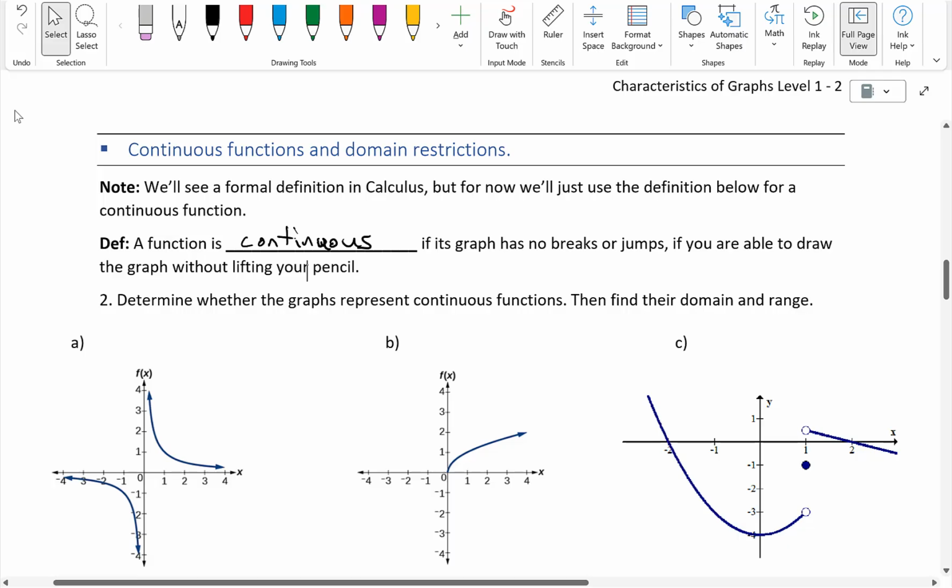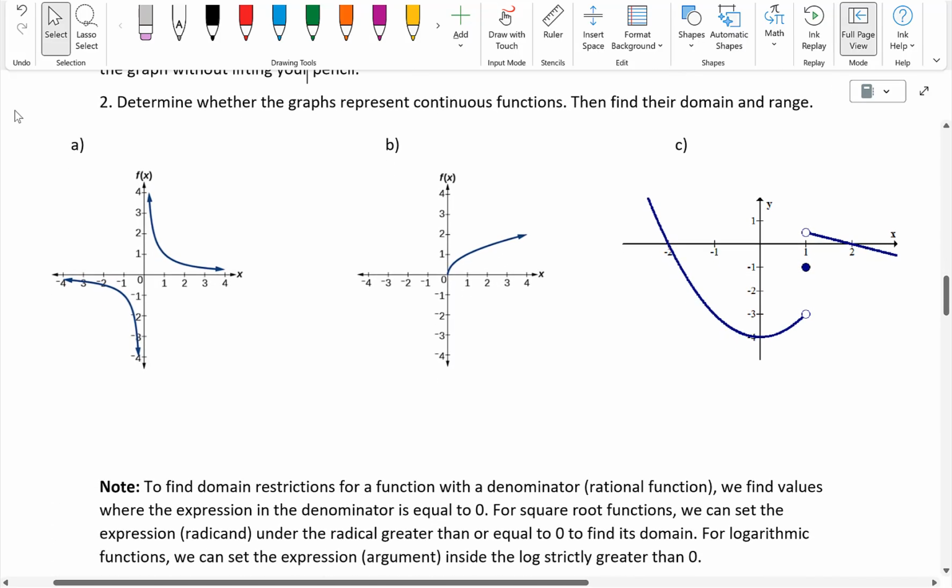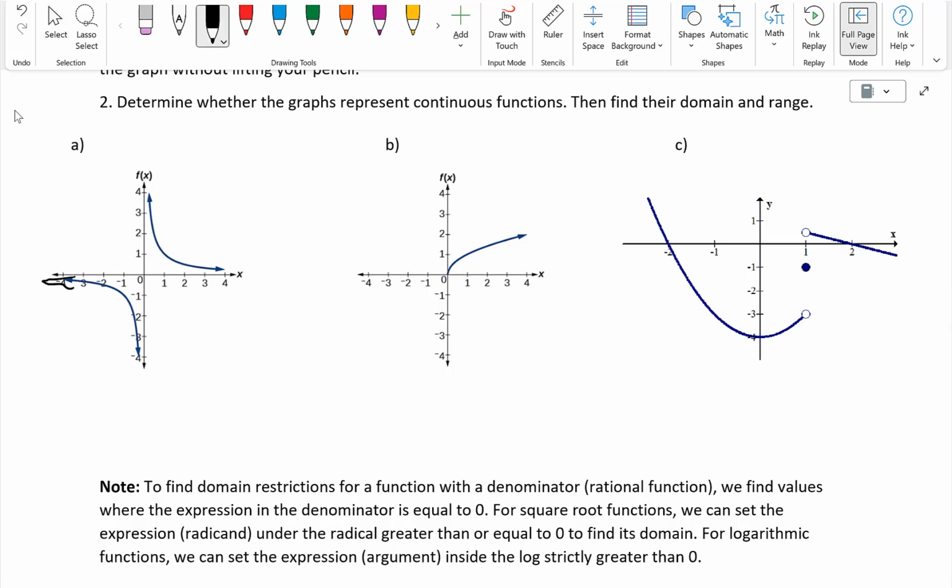So for 2 here, we want to determine whether the graphs represent continuous functions and then find their domain and range. For the first graph, we can see if we were drawing it, there's a piece that extends out to the left and comes down along the y-axis, and then a piece that's coming from the top along the y-axis, and then extending out to the right along the x-axis. There's definitely 2 pieces there, so we do not have a continuous function.